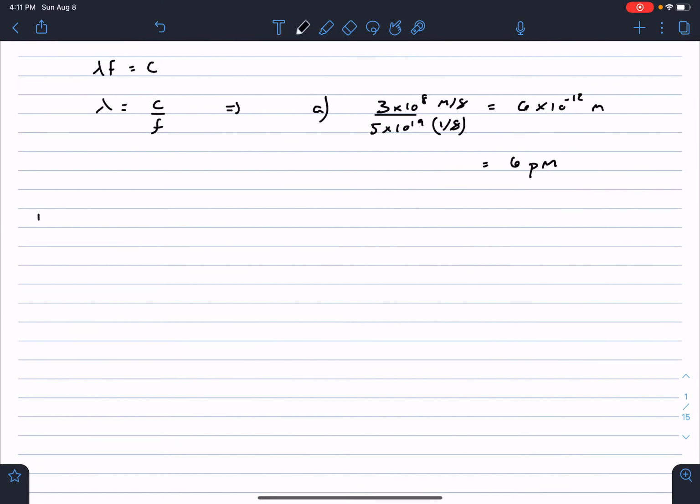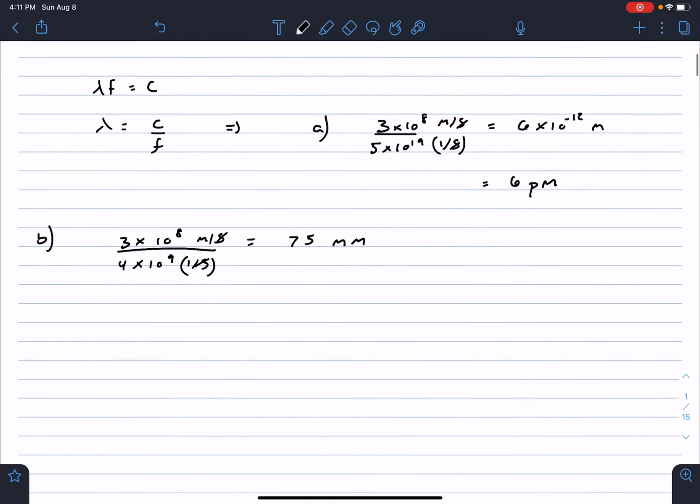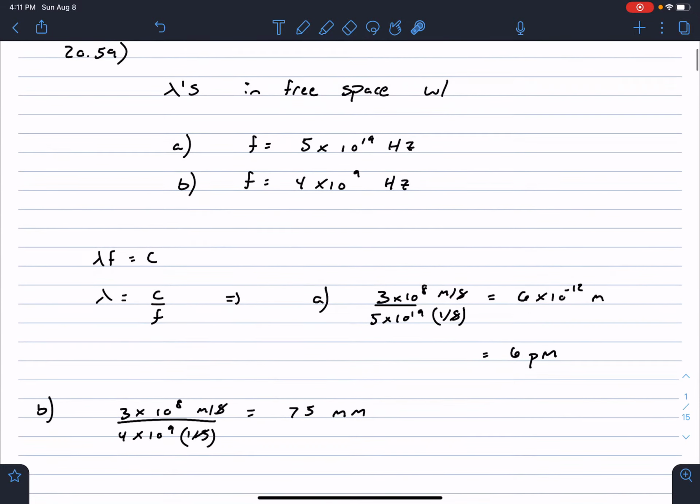The second answer: 3 times 10 to the 8 meters per second, over 4 times 10 to the 9, 1 over seconds. That cancels, and then we get 75 millimeters. Pretty straightforward problem. We're just plugging into this formula here and solving for lambda.